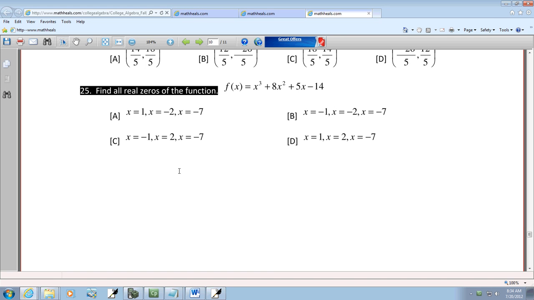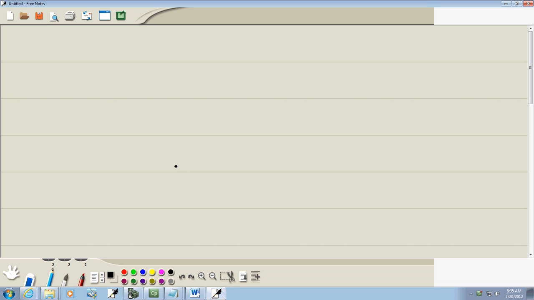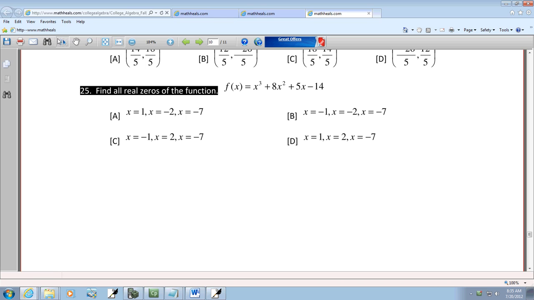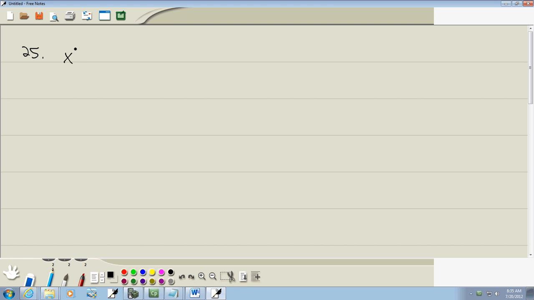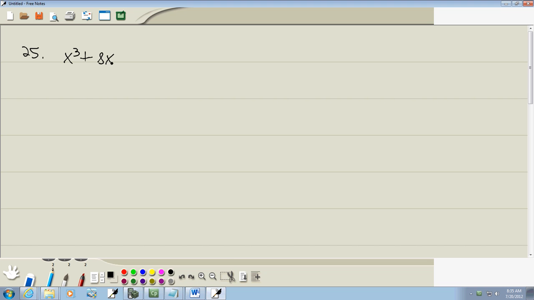Let's take a look at number 25. It says find all the real zeros of the function. We'll first do this with the calculator. So find all the real zeros means set it equal to 0. So we got x to the third plus 8x squared plus 5x minus 14 equal to 0.